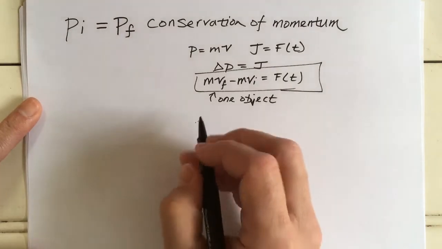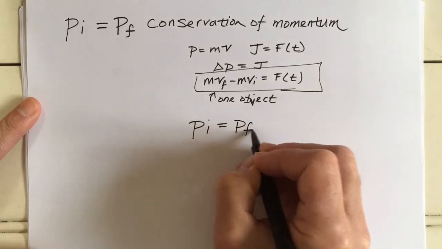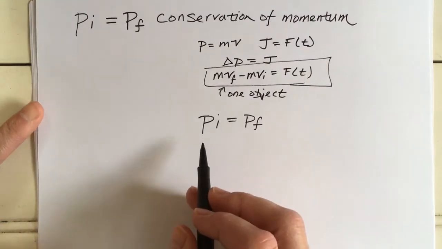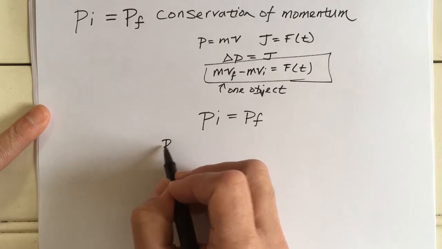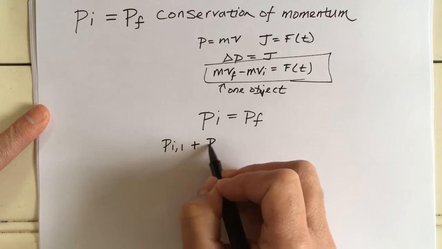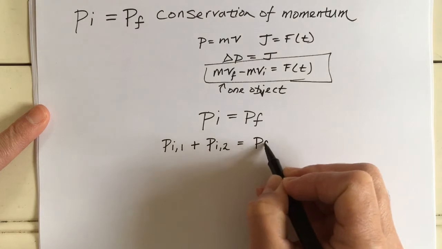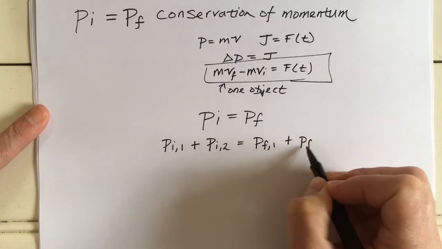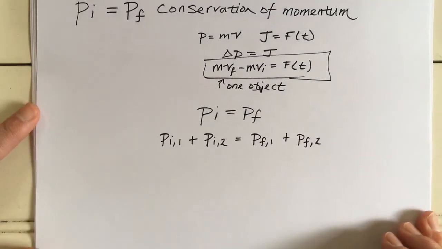Let me go ahead and rewrite that formula. P_i equals P_f. The way we deal with this, if there's only two objects, is we say that the momentum initial of object 1 plus the momentum initial of object 2 is equal to the momentum final of object 1 plus the momentum final of object 2. And those are just commas in there that I tried to use.